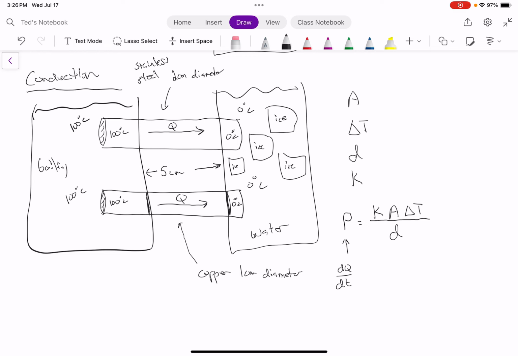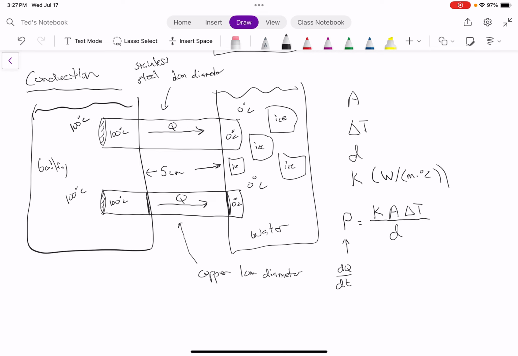And if we look at this equation, we can see that the units for K have to be watts per meter degree Celsius. The reason is, if I start with watts per meter degree Celsius and I multiply by area, I get watts meters divided by degrees Celsius. Multiply that by delta T, I get watt meters, and then divide by D, I get watts. So power should be measured in watts, so that's the right unit for thermal conductivity.